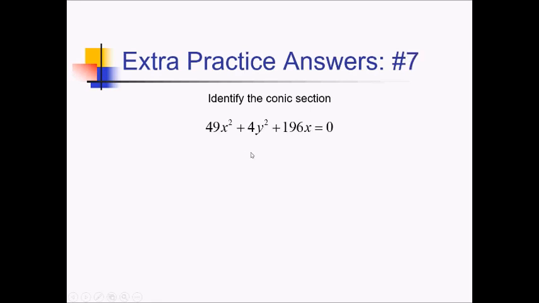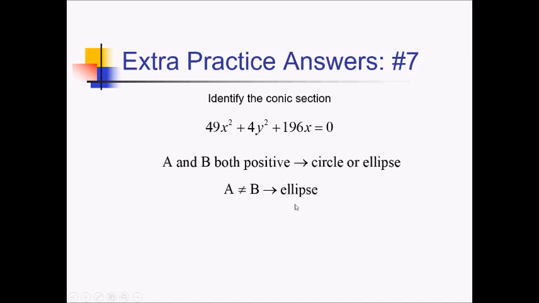For this problem, we have a and b with the same sign, so both positive, and that means we have either a circle or an ellipse. Since a and b are different numbers, that means we have an ellipse.